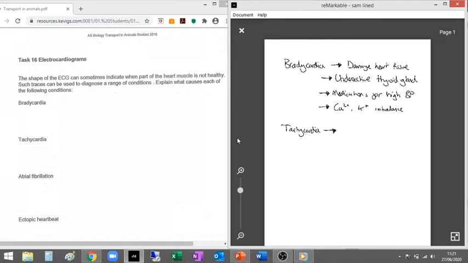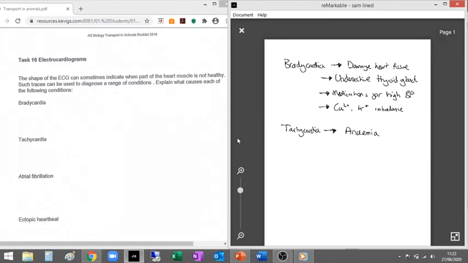Well, we'd have a higher heart rate if you had higher blood pressure. So why might you need higher blood pressure? You might need it if you're anemic. If you're anemic, it means you don't have enough iron in your blood, which means you don't have enough hemoglobin, which means you can't carry as much oxygen per red blood cell. So the body, to compensate for that, would make the heartbeat faster.